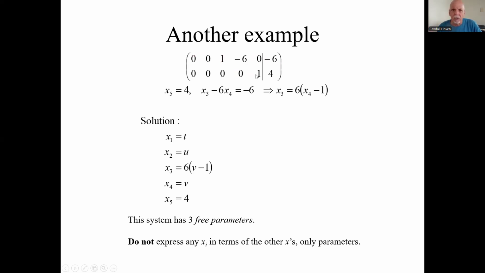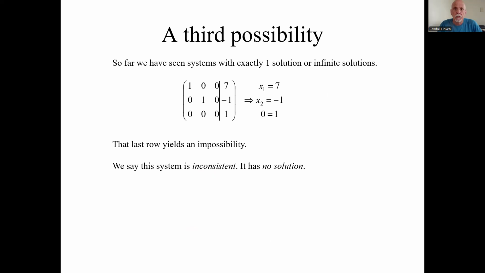We'll get into this later. But here's how you would write a solution in this case. x1 and x2 were totally free. We'll just call them t and u. x3 is dependent on x4. We'll say x4 is free. We'll call it v. So anyway, here's how we would write those solutions. Another case of infinite solutions, but 3 free variables, not just one like the previous case.